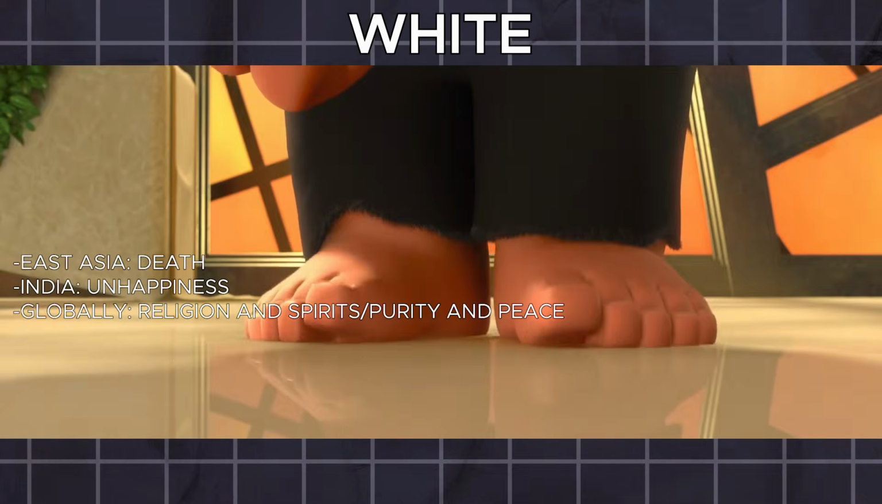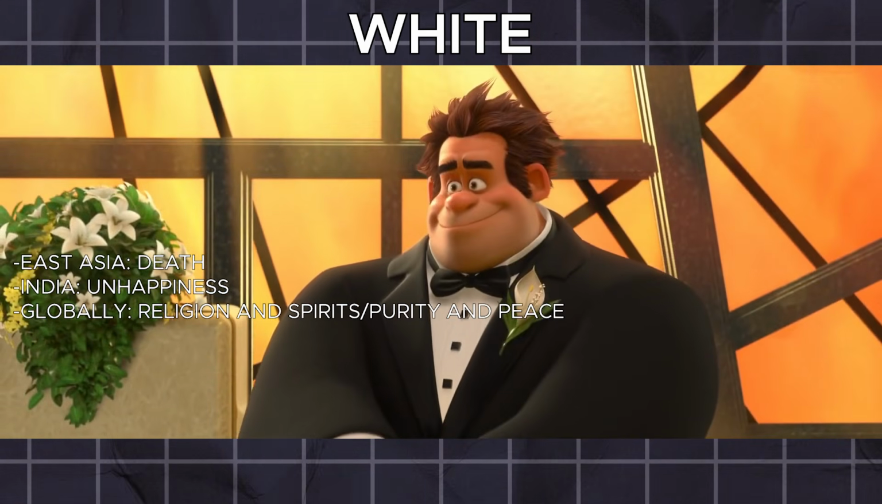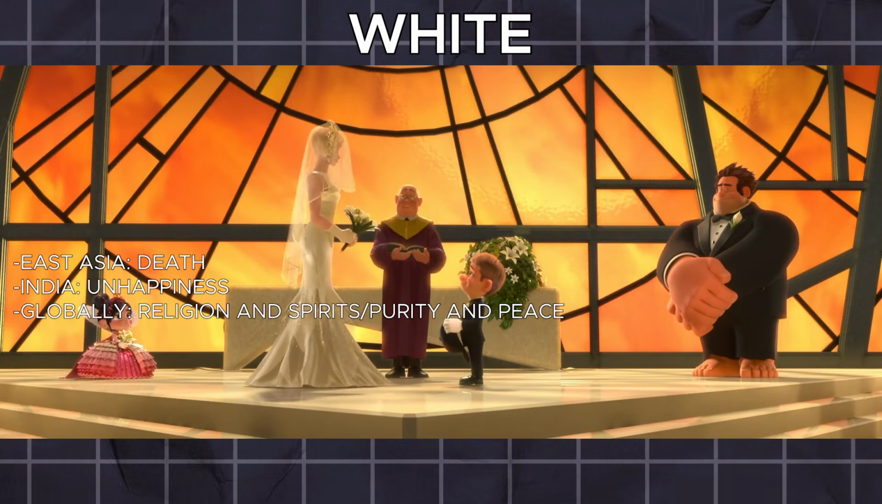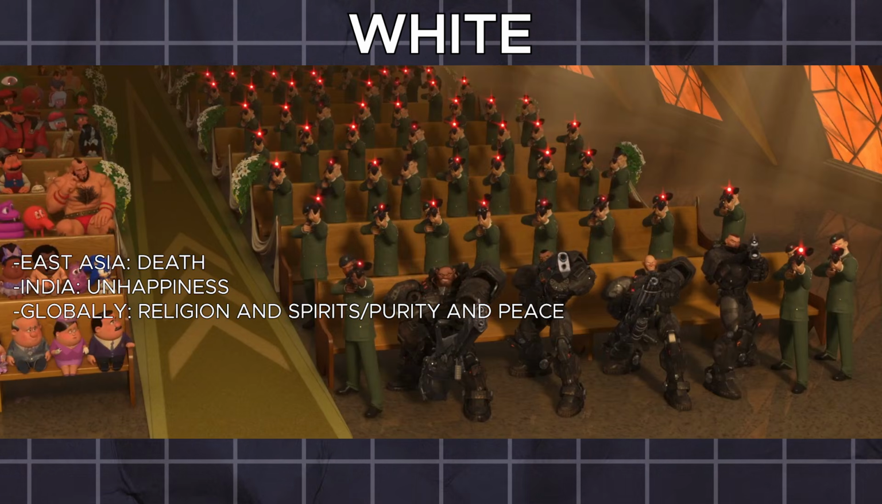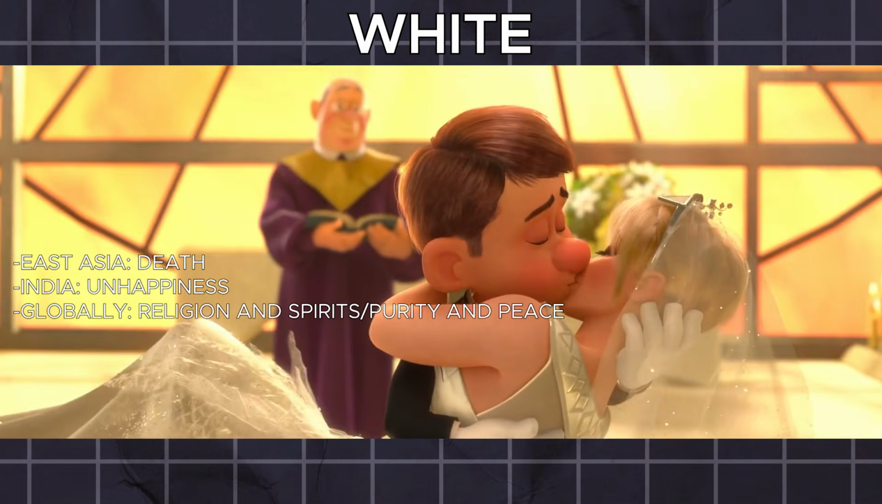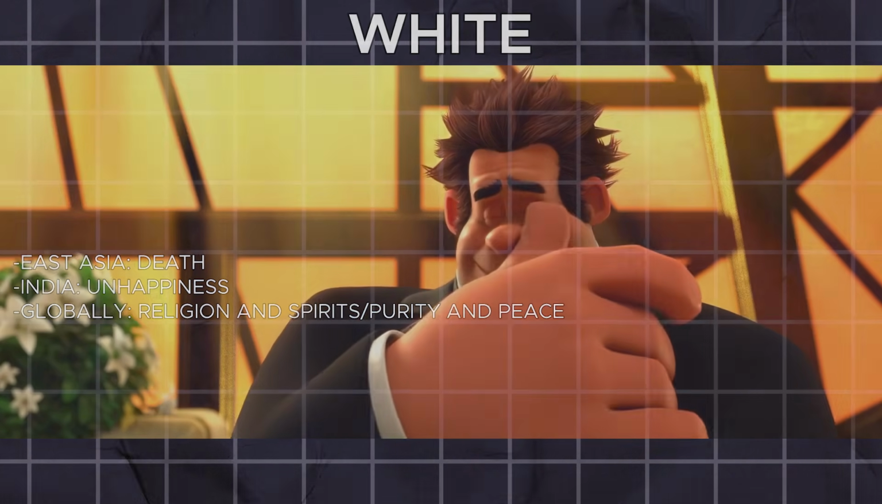White. In some parts of Eastern Asia, white is linked to death. So unlike the West, some brides will use red wedding gowns, especially in India. In India, white is also associated with unhappiness. In many parts of the world, it's associated with religious practices and spirits. It's also linked to purity and peace around the world.